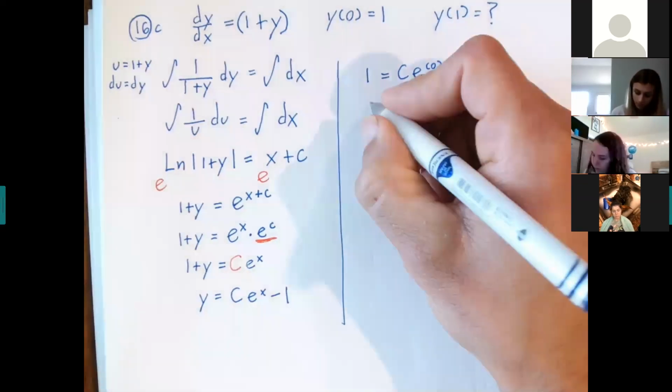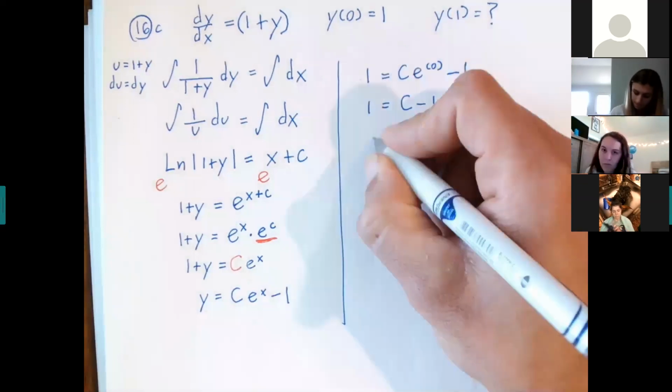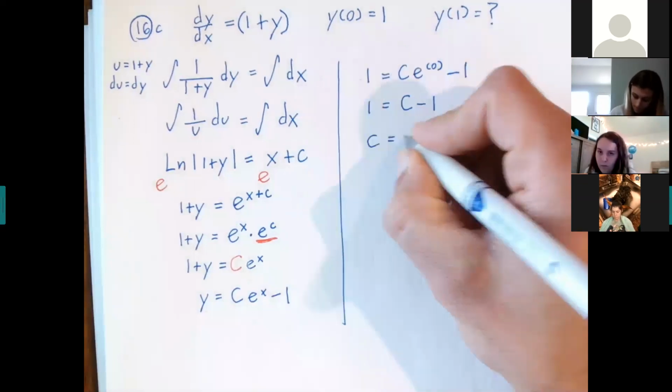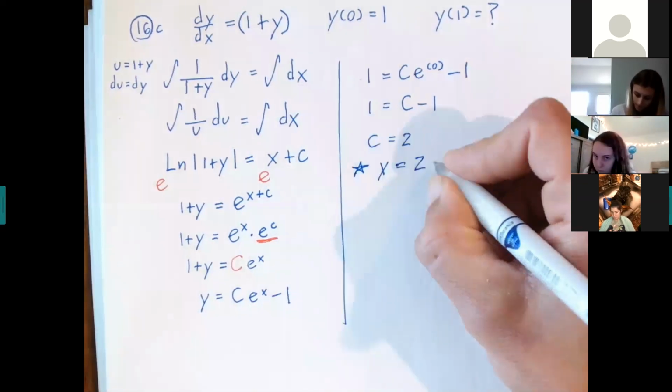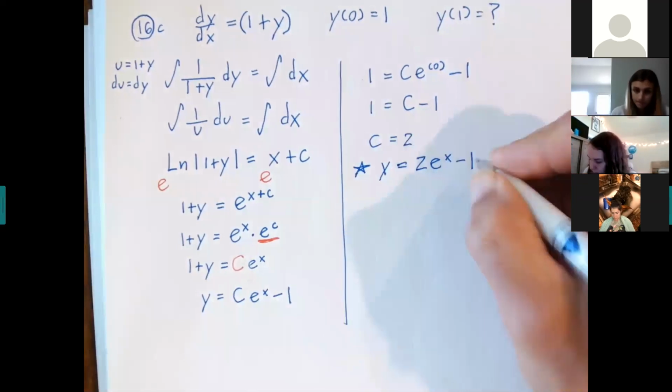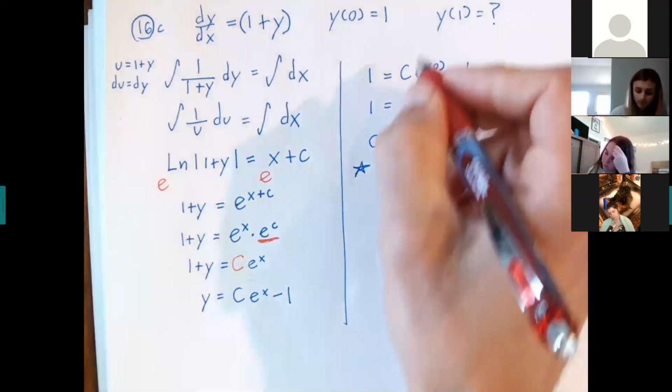So C to the 0 is just 1. So this is C minus 1. So C is going to be equal to 2. So now I have the fundamental equation that I need to solve this problem: 2 e to the x minus 1. Now they're asking you what e to the 1, or excuse me, we did all of that work to figure out what this is.